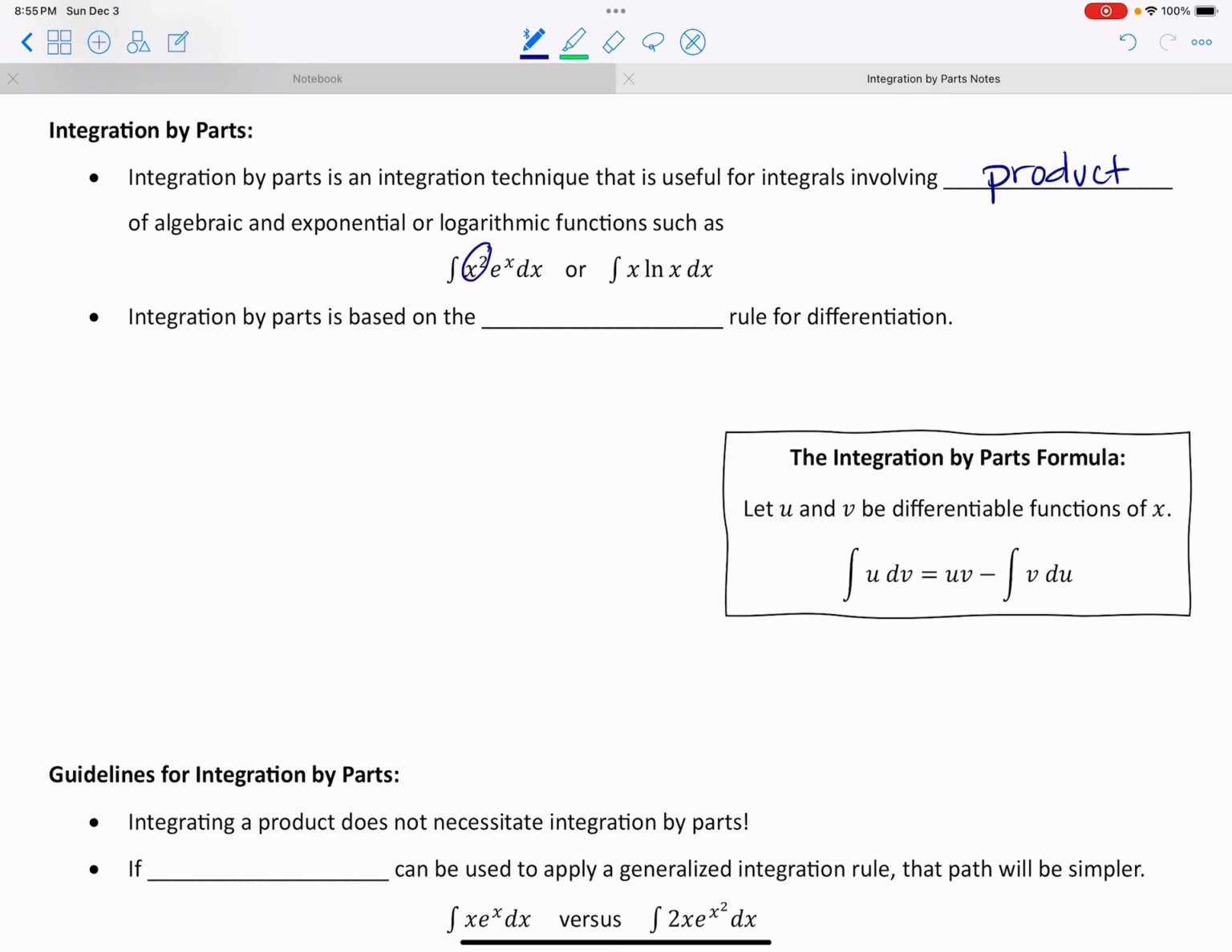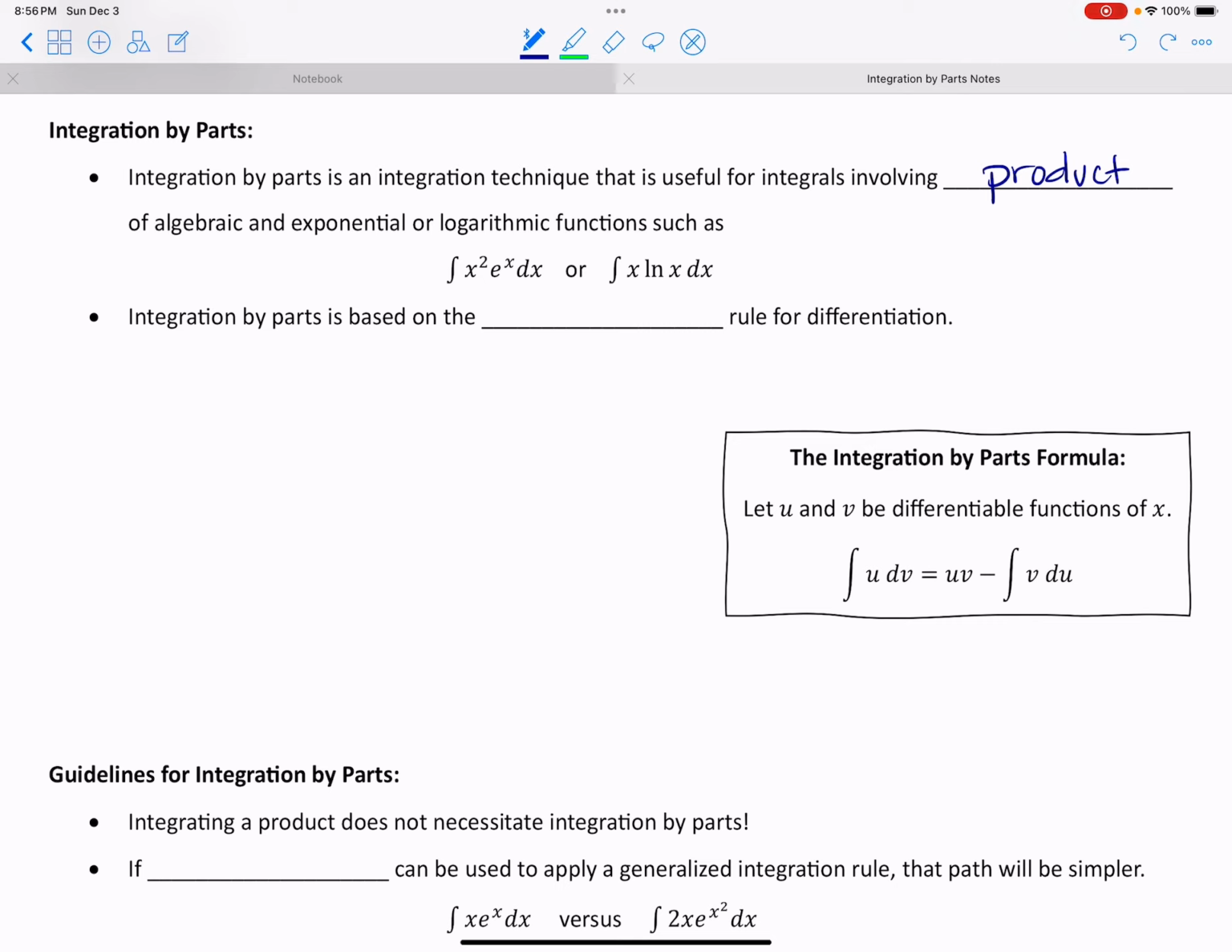One of those functions would be an algebraic function like an x or an x squared or some polynomial, or a radical, other things too we'll see. But then with that product you'll also see an exponential or a log function. So again, this isn't always the case, but it's often what we see when we're trying to use this process that we call integration by parts.